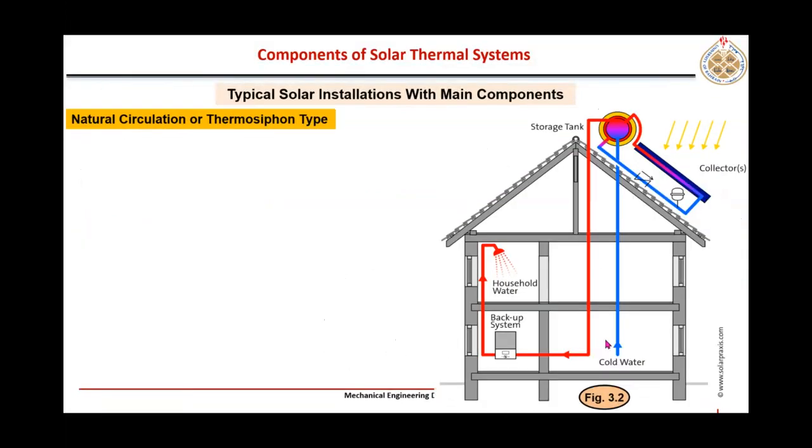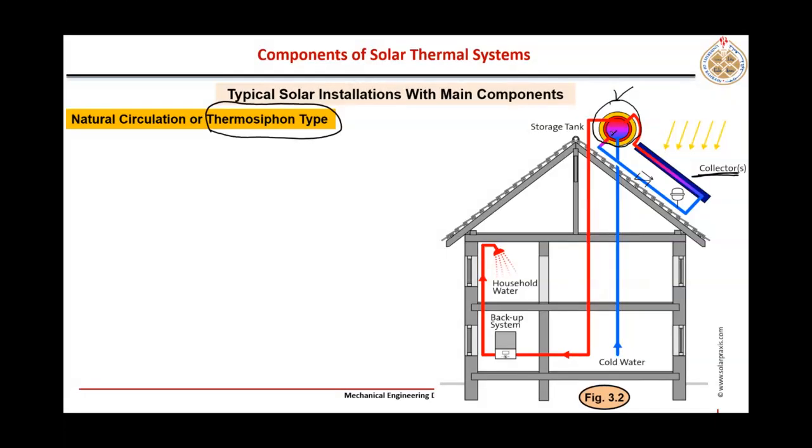The other one, which you see here, is natural circulation, or in the solar field, this term is very commonly used: thermosiphon. Thermosiphon means in this particular system there is no pump. Everything is by gravity or density. But in this system, you cannot keep the solar collector inside or anywhere. You have to keep the storage tank at the top of the collector, to have that natural circulation.